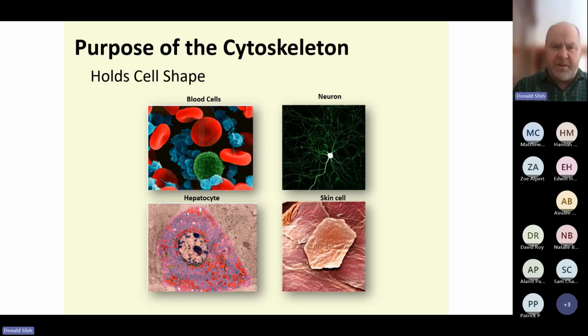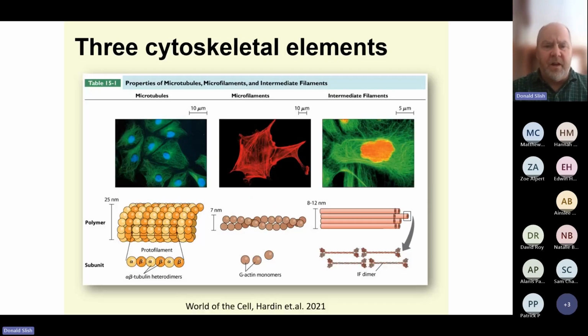Okay, so the cytoskeleton is made up of 3 different elements. We've got microtubules, which are the biggest of them and the stiffest, really. They don't bend as easily as the other ones. These are made of tubulin. Then you've got microfilaments, which are made of actin, and these are more of a rope-like structure. And then you've got your intermediate filaments, which are somewhere in the middle.